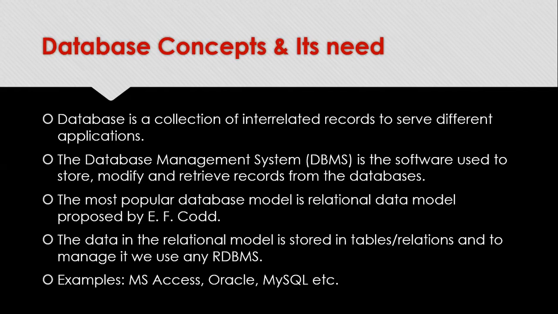There are four database models: the network data model, hierarchical data model, object-oriented data model, and relational data model. The most popular database model is the relational data model, and it was proposed by E.F. Codd. In the relational data model, the data is stored in the form of tables or relations. That's why it is called the relational database model.